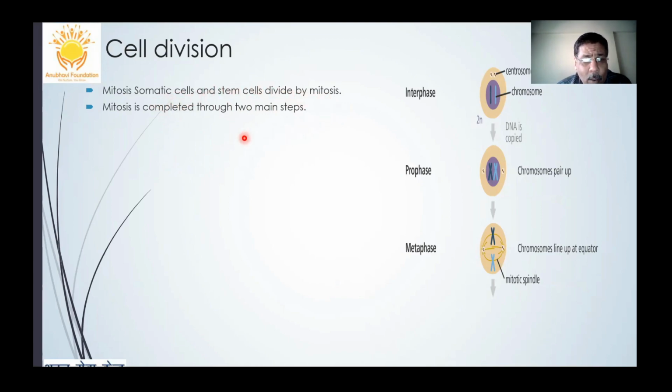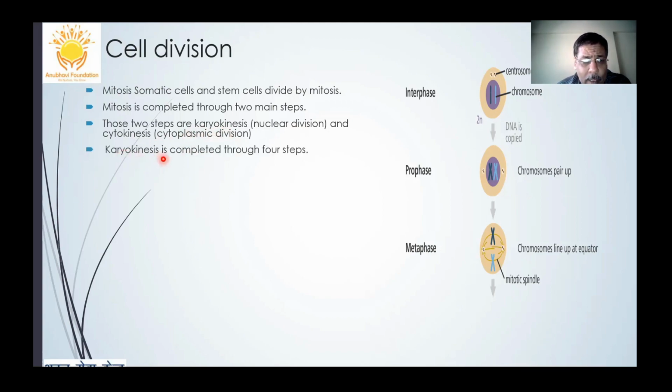So mitosis is completed mainly in two steps. What are the two main steps of mitosis? First is nuclear division, that is karyokinesis, and the other is cytokinesis or the cytoplasmic division. Karyokinesis is completed through four main steps, that is prophase, metaphase, anaphase, and telophase.